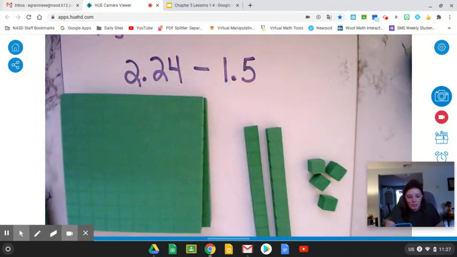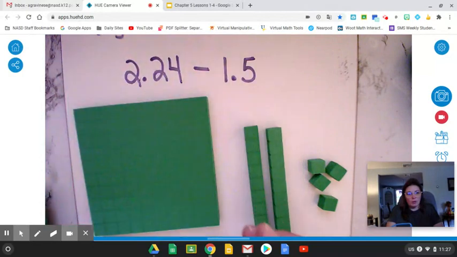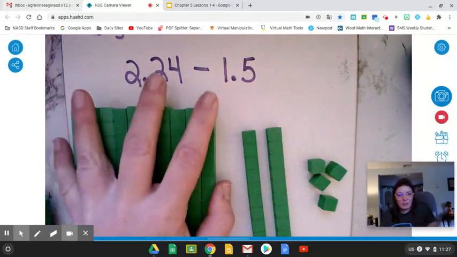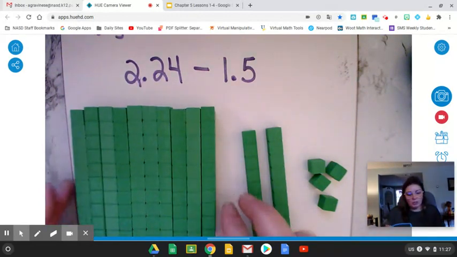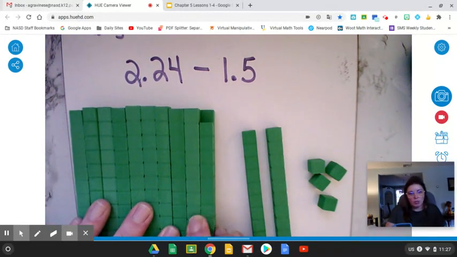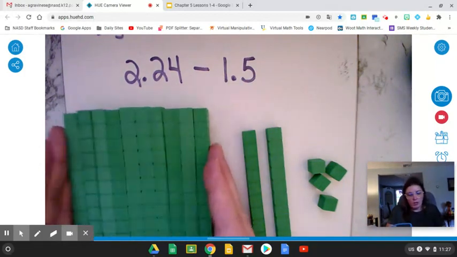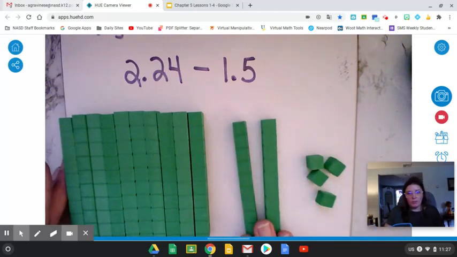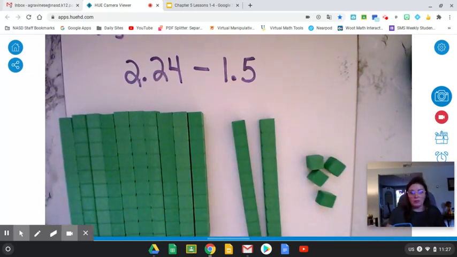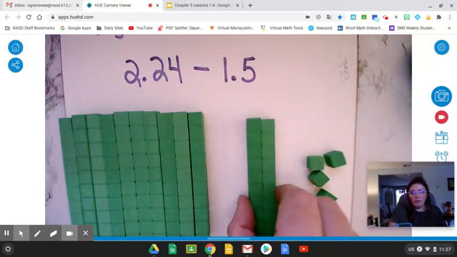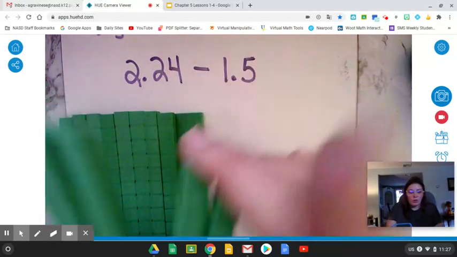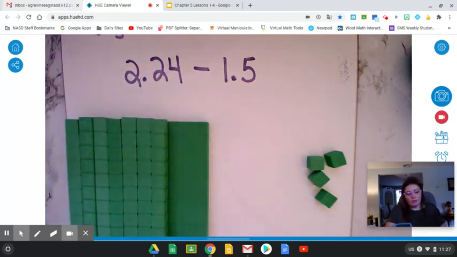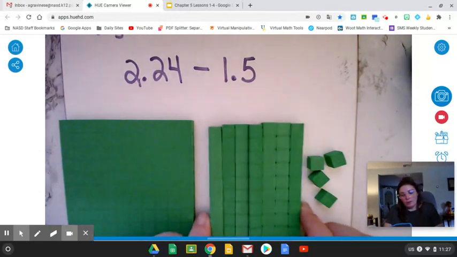So I'm going to take out a whole to borrow, get rid of it, and in place, I have my 10 tenths. So it's the same exact amount, but I traded them in because now I have pieces that I can actually move apart. So I still have 2 and 24 hundredths, but now I can take away 5 tenths. So I'm taking away 5 of my tenths. 1, 2, 3, 4, 5. Taking them away.